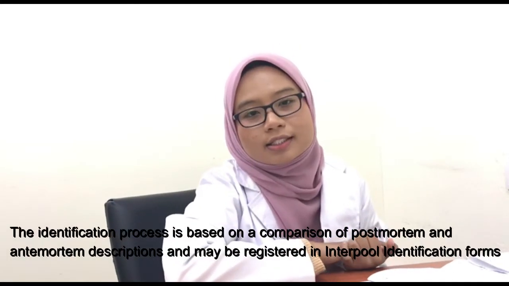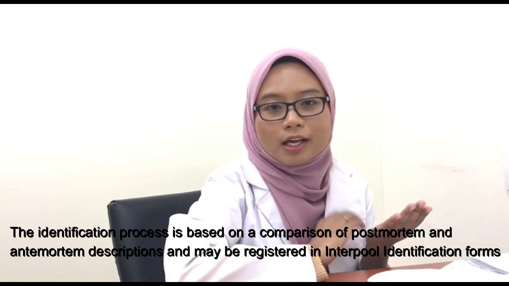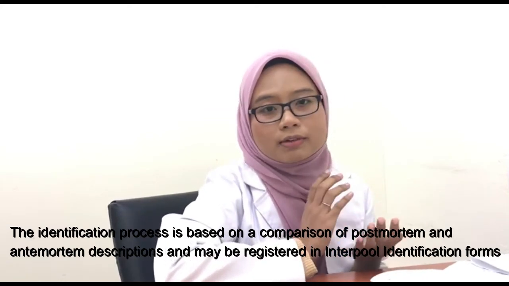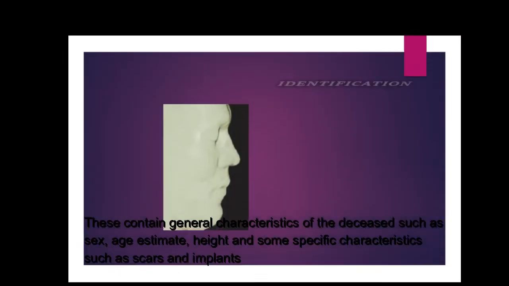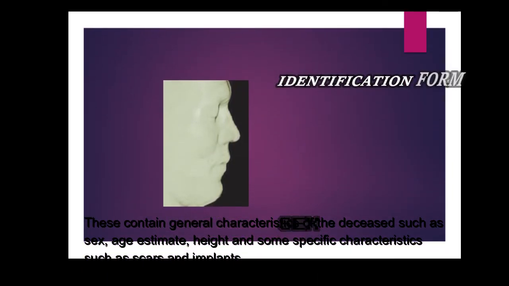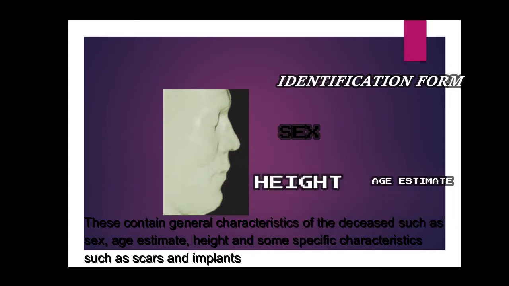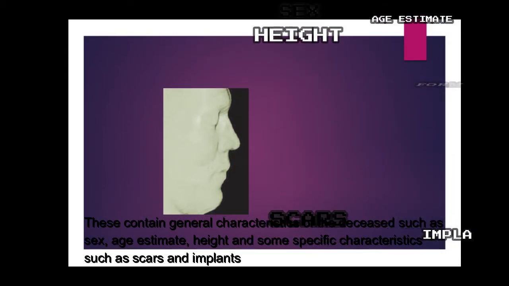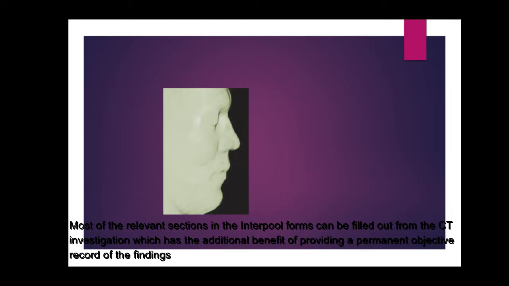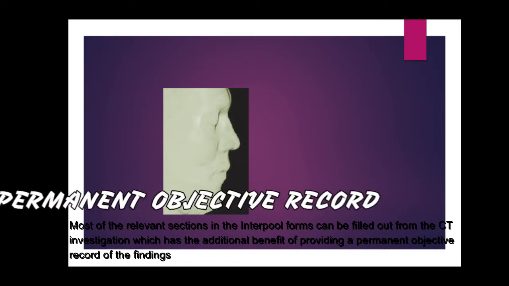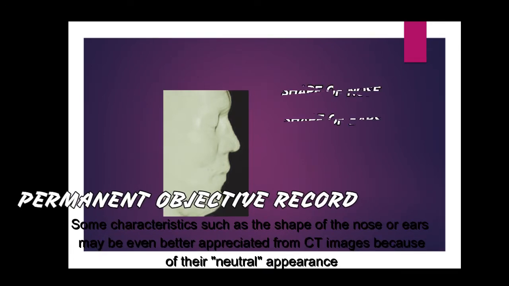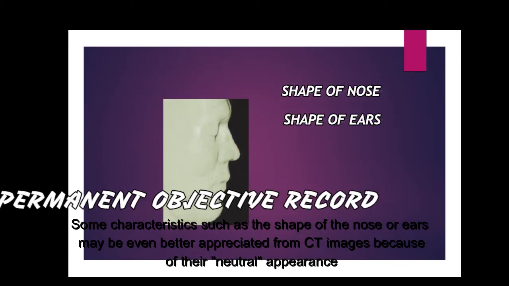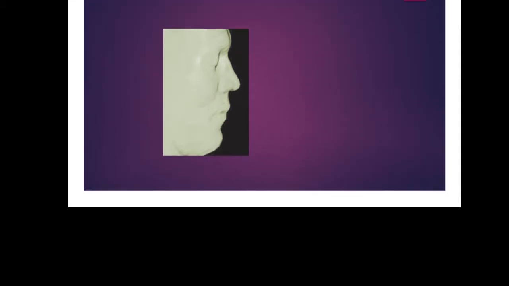The identification process is based on a comparison of post-mortem and ante-mortem descriptions and may be registered in Interpol identification forms. These contain general characteristics such as sex, age estimate, height, and some specific characteristics such as scars and implants. Most of the relevant sections in the Interpol forms can be filled out from the CT investigations, which has the additional benefit of providing a permanent objective record of the findings. Some characteristics such as the shape of the nose or ears may even be better appreciated from CT images because of their natural appearance.